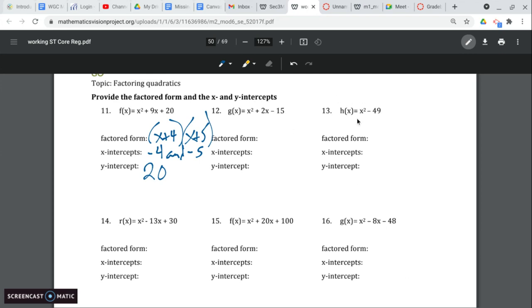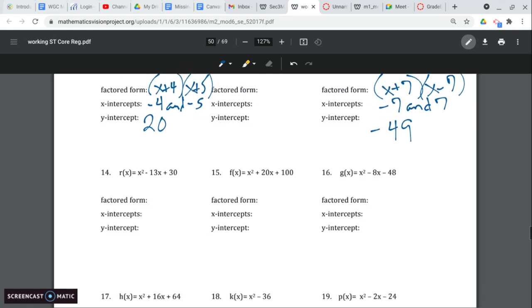All right, for 13, this is a difference of two squares. So what number times itself gives us 49? That would be 7. So we're going to have x plus 7 and x minus 7. And the intercepts are going to be -7 and +7. And the y-intercept is -49.